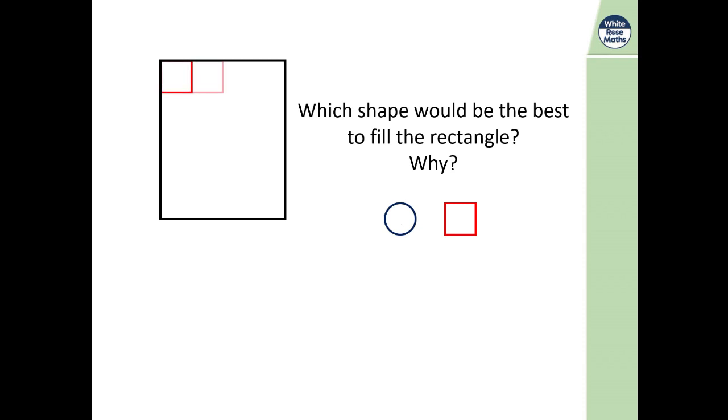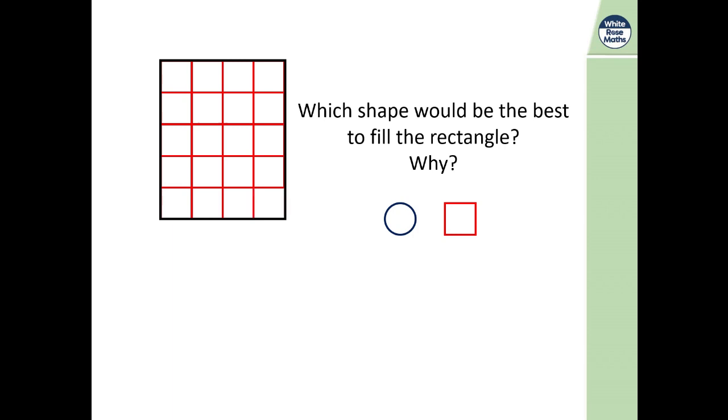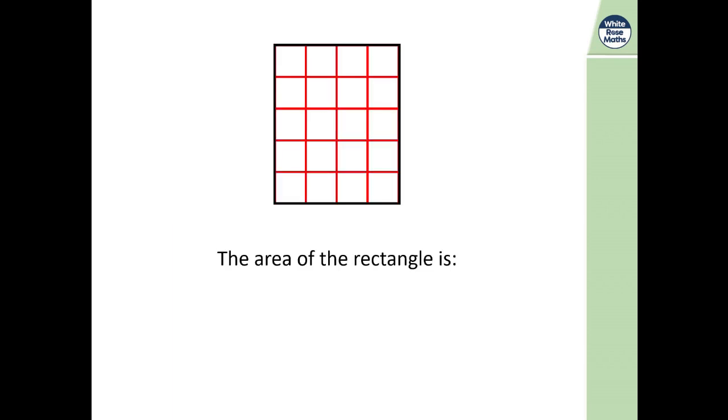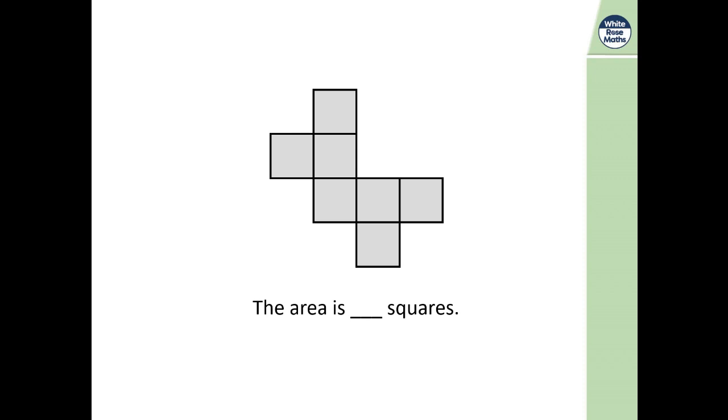Let's try the square. There are 4 squares in a row, and there are 5 rows. The area of the rectangle is 20 squares. Let's see what the area of this is. I can see that there is 1, 2, 3, 4, 5, 6, 7 squares. So the area is 7 squares.